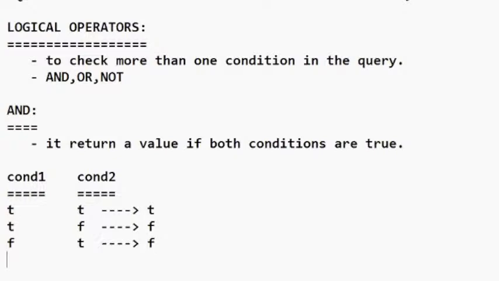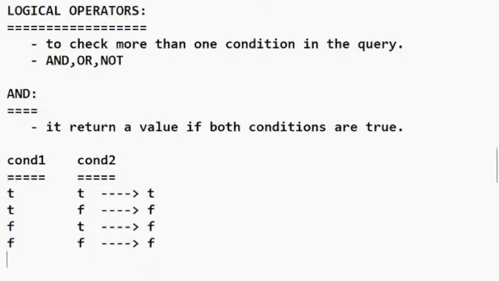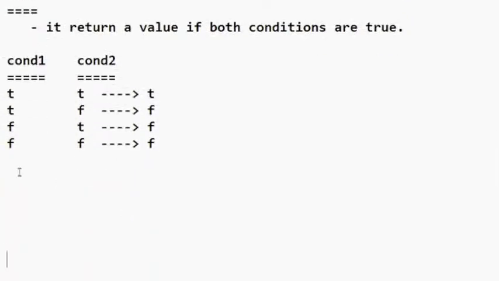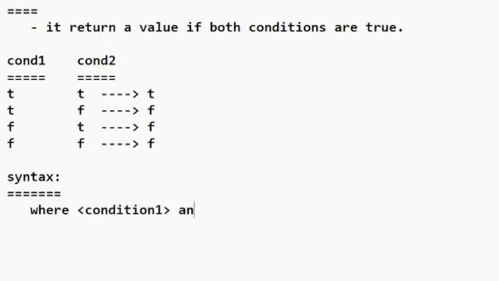And false, false, false. So this is your AND operator, the truth table we called. Okay, right. And what is the syntax of this AND operator? How to use the syntax we said. So where, and here you want to give condition number 1 AND operator, and condition number 2. Okay, right. So up to here in the last class, we checked out.